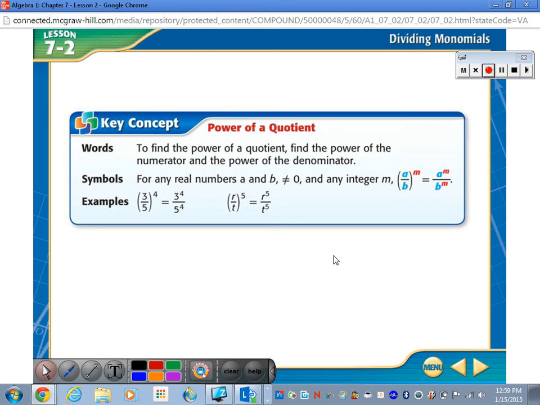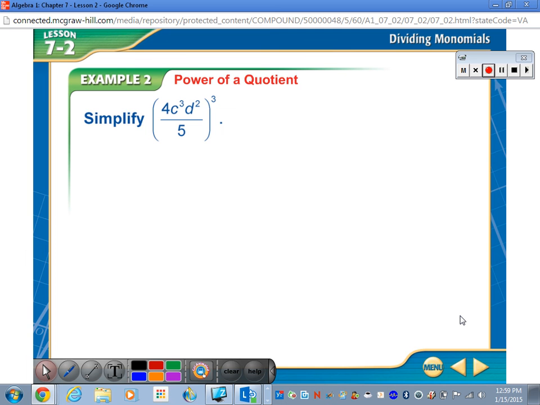Keeping in mind that the numbers a and b can't be 0, okay? And m has to be an integer. So we're going to go ahead with that one.